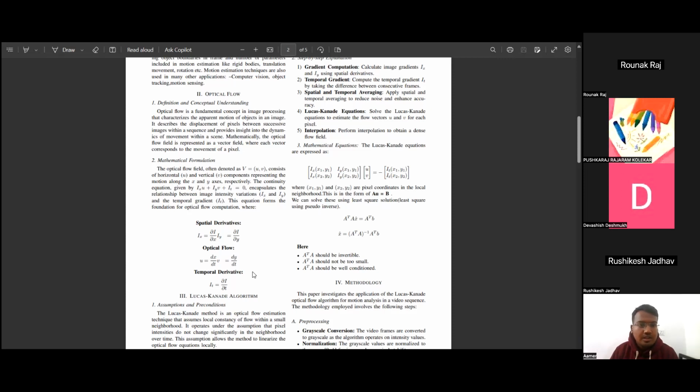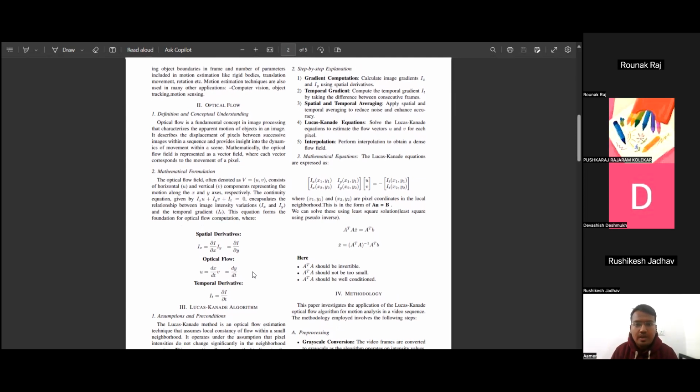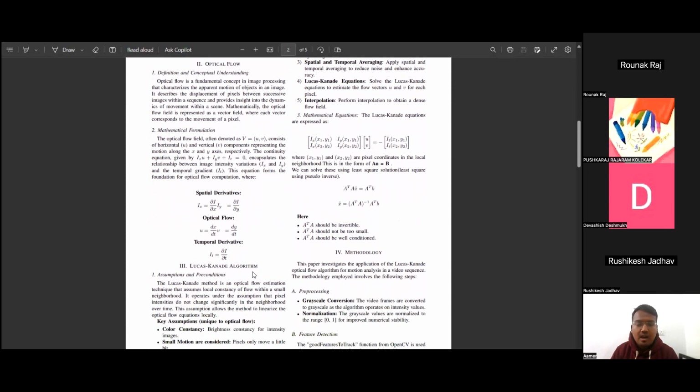The continuity equation is given as Ix into U plus Iy into V plus It is equal to 0. It is a way to describe how image intensity changes over time. Here Ix and Iy are how fast the image intensity changes in the horizontal and vertical direction. It's like how much brightness changes as you move across the picture. And It is how fast the image changes over time. So if something moves quickly between the frames, it will be high.